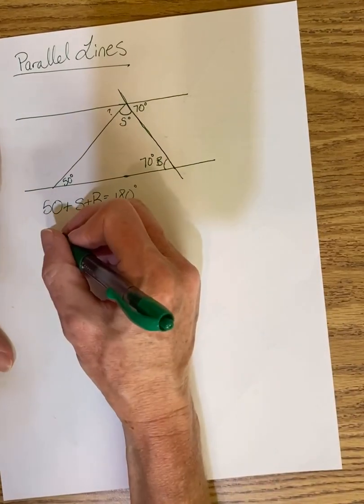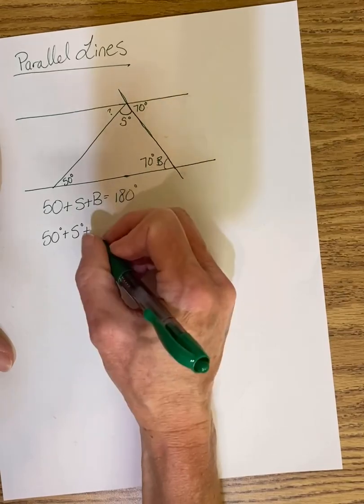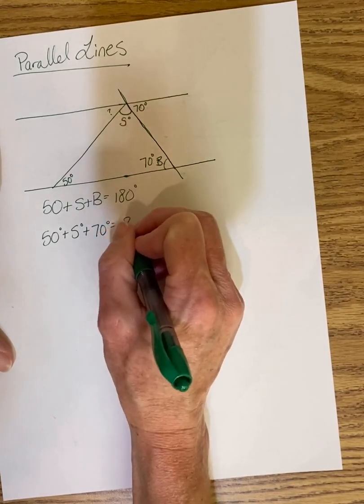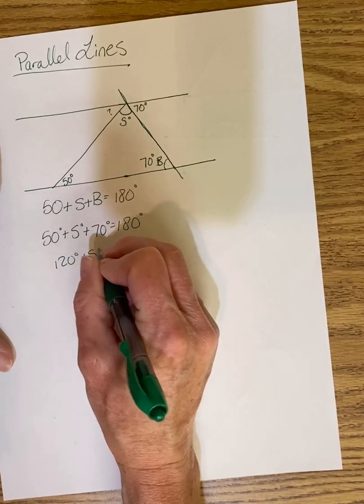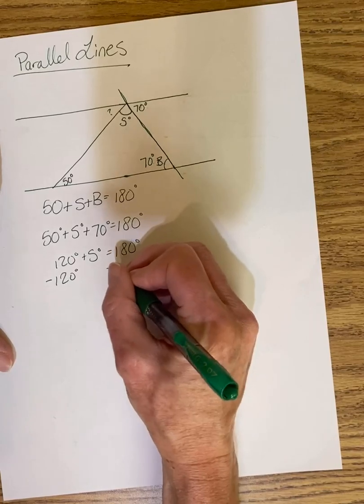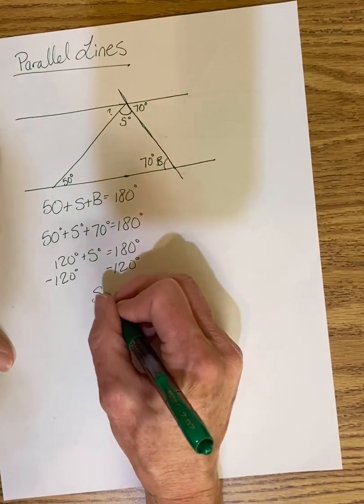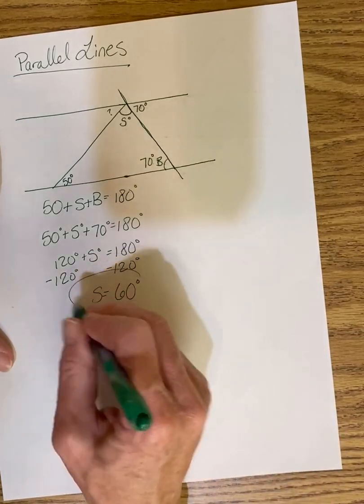Heck yes, we can. 50 degrees plus S degrees plus 70 degrees equals 180. Well, 50 plus 70 is 120, plus S degrees equals 180 degrees, minus 120 from both sides. S equals 60 degrees. What?